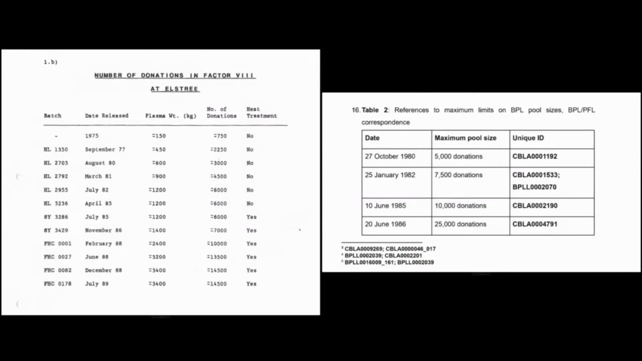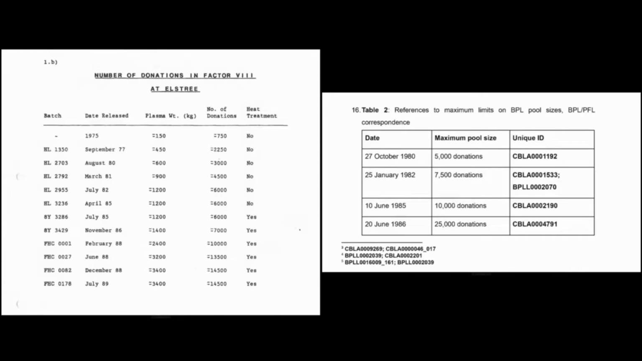Let's come to that via this route, because the next step up is to 10,000 donations in June 1985. We can see on the table on the left-hand side that in July 1985 it was still 6,000 donations approximately, and it increases to about 7,000 by November 1986, and not until February 1988 do we get to the 10,000. By 1988, as we go back to the table on the right-hand side, we can see that the donor limit has been raised to 25,000 donations.